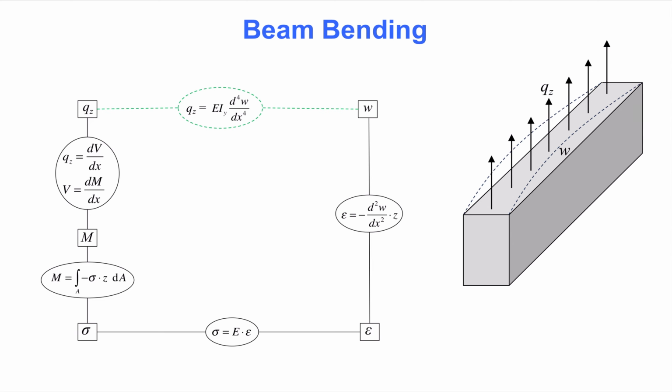The ultimate goal is to link the externally applied load Q with the resulting displacement, W, as you see here. Equilibrium equations relate the external load to the bending moment. Another equilibrium equation relates the bending moment to the axial stress in every fiber of the beam. The material law is represented by Hooke's law at the bottom. The kinematic compatibility equation relates the strain at every fiber of the material in the beam to the external displacement.